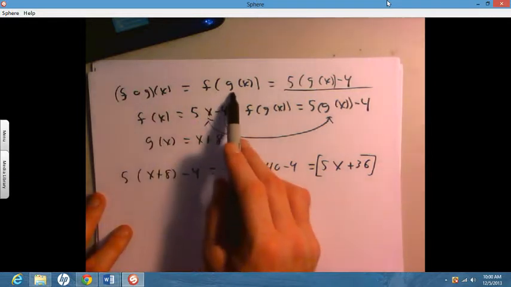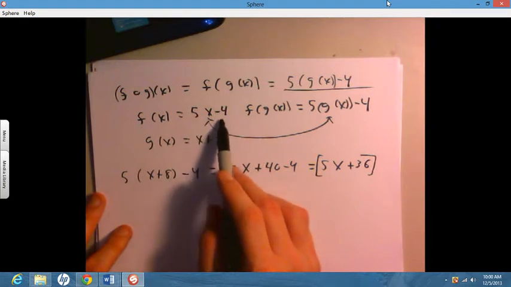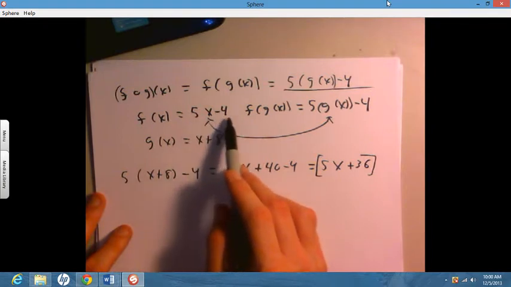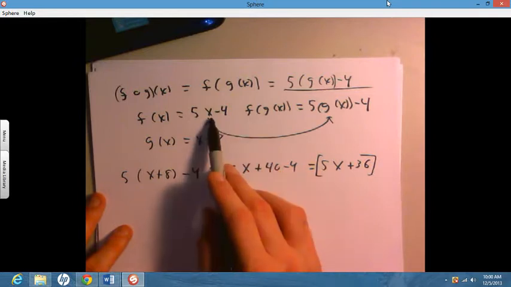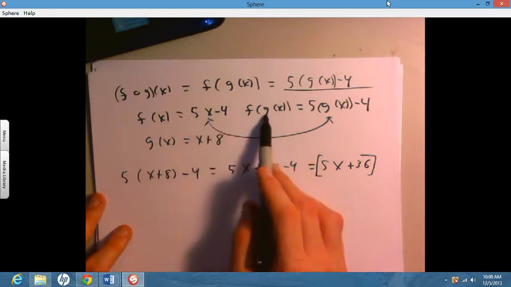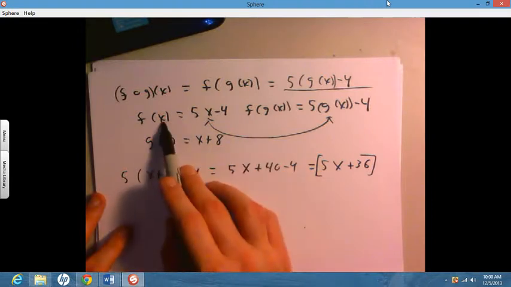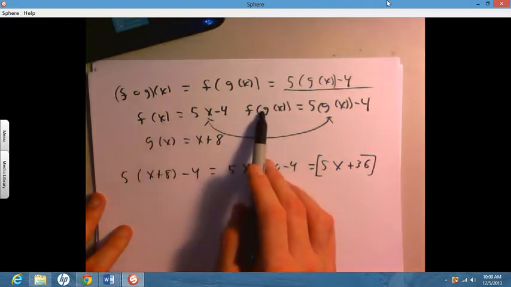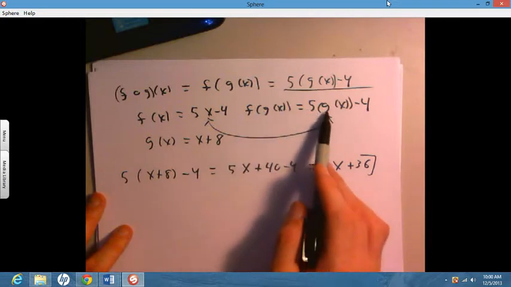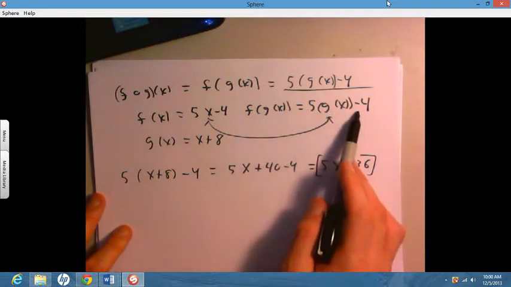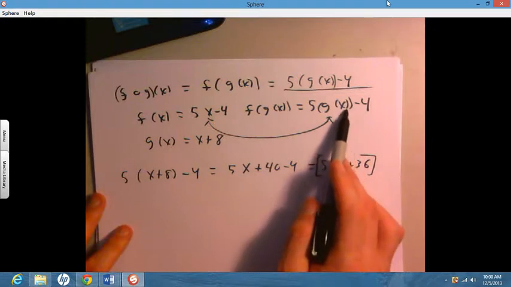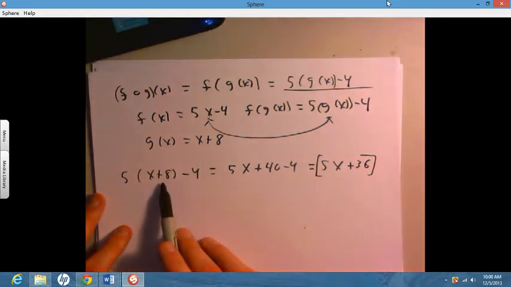Again, what I did is f composed with g of x just means f evaluated at g of x. Well, if I note that f of x is 5x minus 4, then f of g of x means that anywhere in the function definition I see an x, instead of an x, now I'm going to have a g of x. Note, here is an x, here's a g of x. So it's not 5x minus 4, it's 5 times g of x minus 4. Well, g of x is just x plus 8, so instead of 5 times g of x minus 4, I'm going to have 5 times x plus 8 minus 4, which simplifies to this.